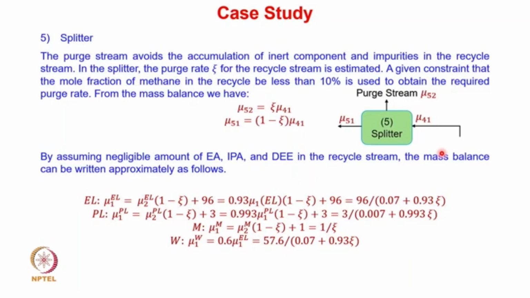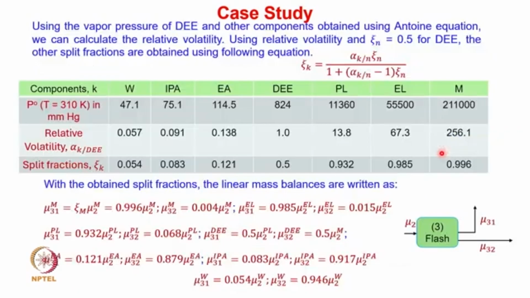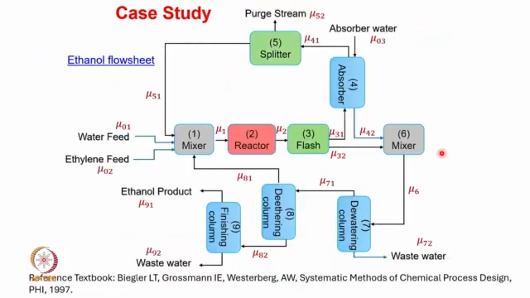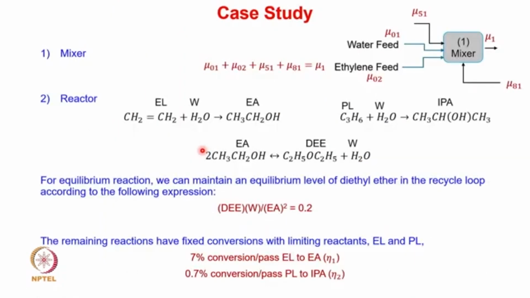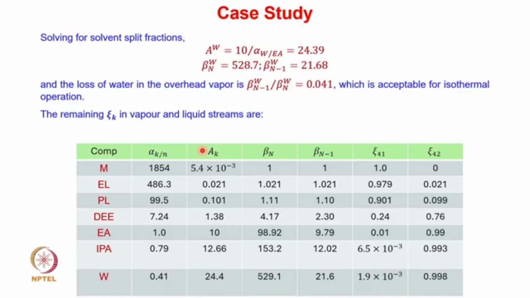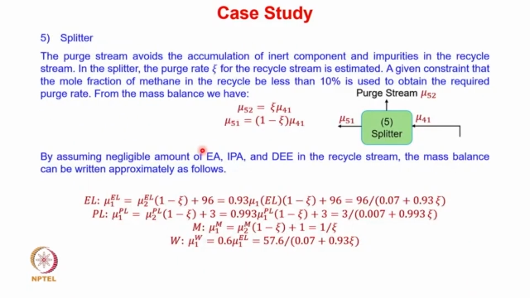Now the next unit which we wanted to look at is a splitter. Remember, in the flow sheet, the vapor coming out from the absorber is then given to the splitter. In the splitter, the purge stream will be taken out, and the stream will be recycled back, isn't it? So how the calculations are performed in the splitter is given here.